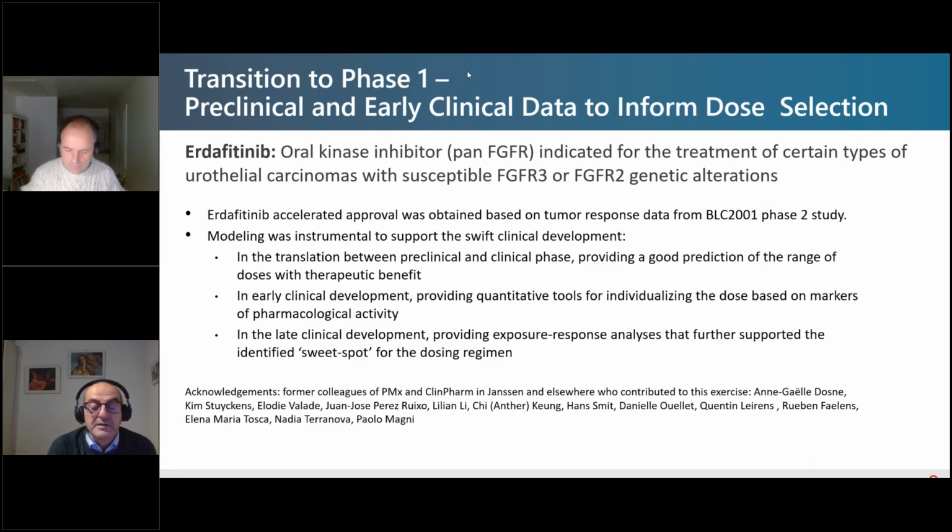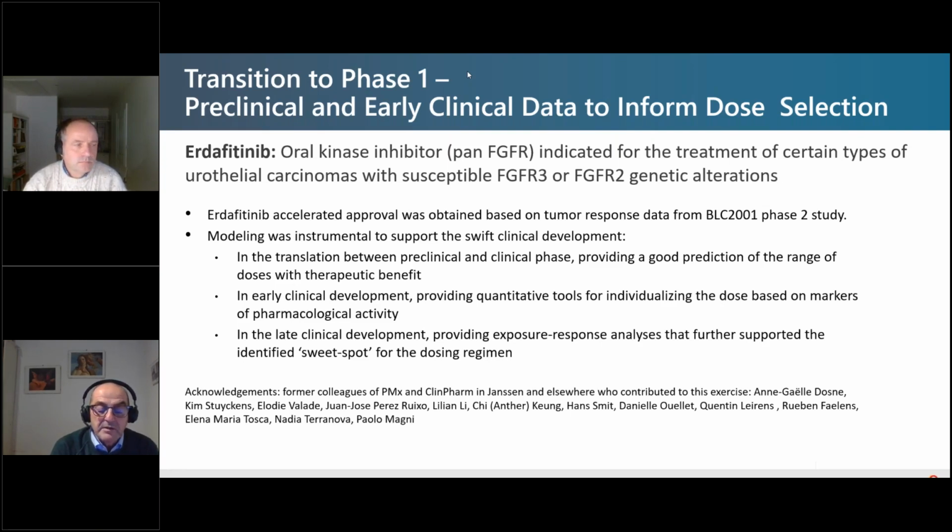Erdafitinib is a small molecule, a pan-FGFR kinase inhibitor. It was approved in April 2019 for the treatment of urothelial carcinomas characterized by susceptible FGFR genetic alterations. Erdafitinib was approved with breakthrough designation and accelerated approval based on tumor response data collected in a phase 2 study in 87 subjects with this indication. The modeling was applied throughout the whole program. It was really an accelerated program.